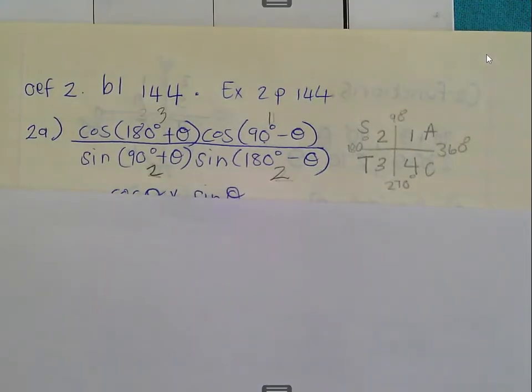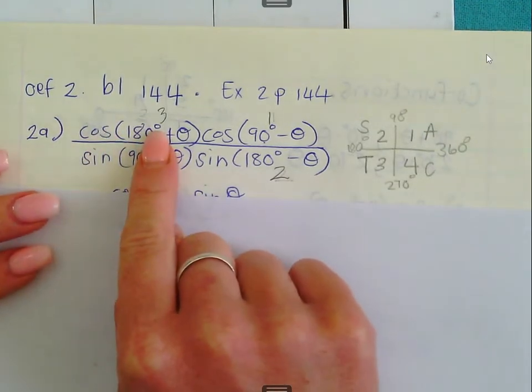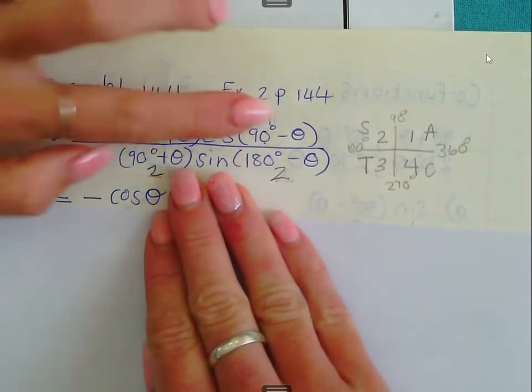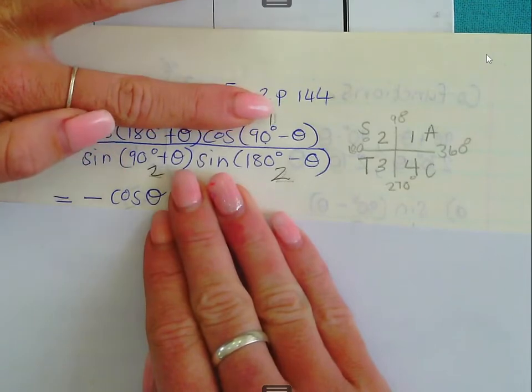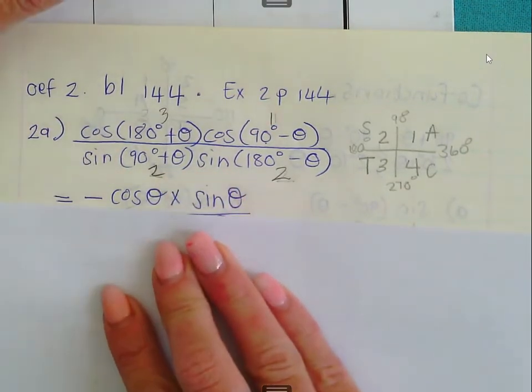We have a choir going here. Right. Cos in the third quadrant. Negative. Must it change? No. Cos in the first? Positive. Must it change? Yes. That's what it looks like.